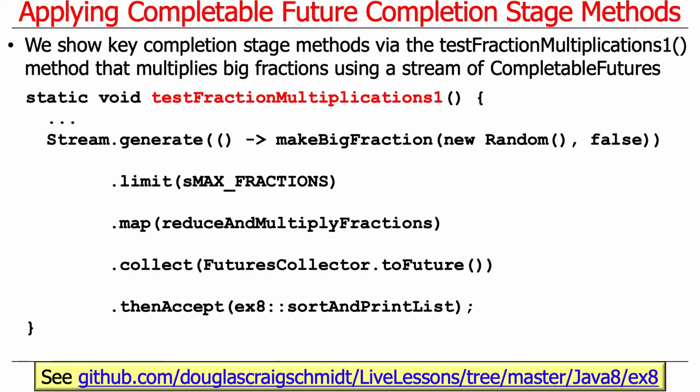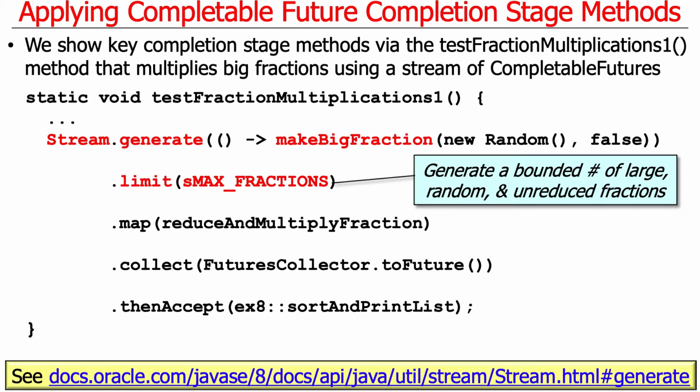So if you look in the EX8 folder, you'll find there's a whole bunch of things in there. This is one of them. It's a program called test fraction multiplications 1, which sort of implies there's more than one. There's several variants. We're just going to look at this one, though. This particular program is going to generate a bounded number, in other words, up to S max fractions, of large, random, and unreduced big fractions.